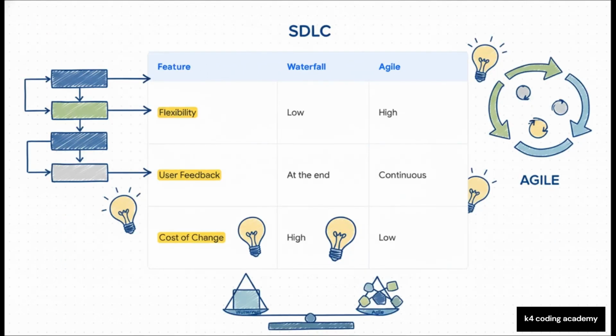With waterfall, you only get feedback from users at the very end, which makes changes late in the game incredibly expensive. But with agile, that feedback is continuous, so the cost of making a change is much, much lower. If your project's needs are totally fixed and you know they won't change, waterfall can work. But for most modern software, where things are expected to evolve, agile's definitely the go-to choice.